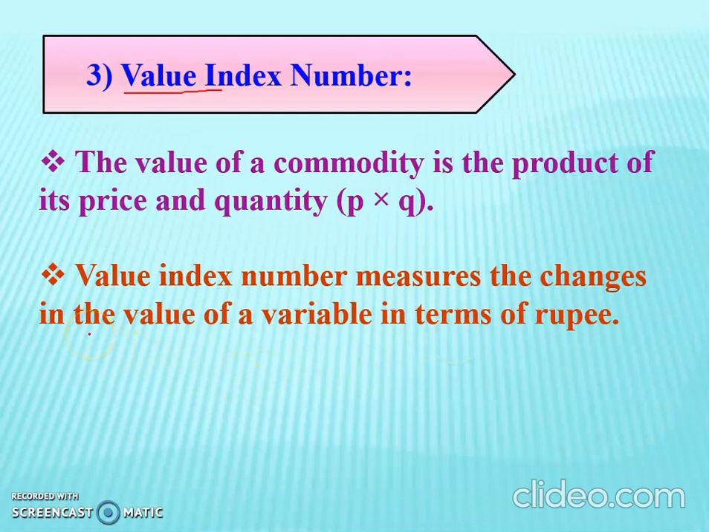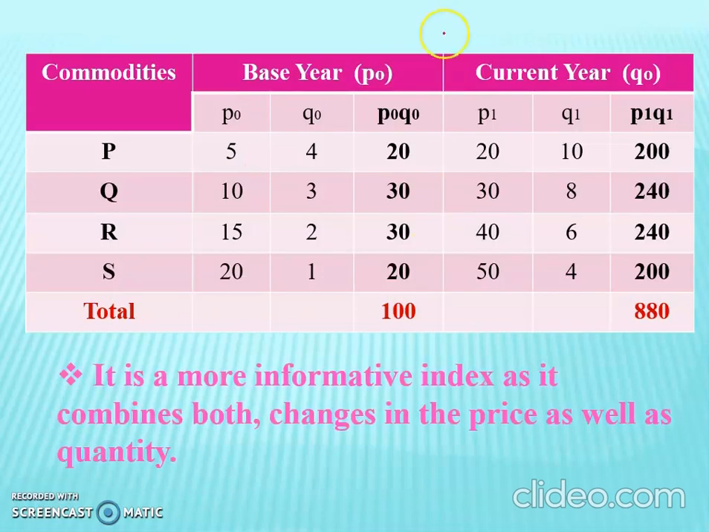Obviously, when you are calculating the price into quantity, you are getting the value of a particular thing in terms of rupees. So the value index number focuses on the price or value of a particular product in money terms. See here, an example is given, with commodities P, Q, R, S. Now for the base year, we have to calculate the value index number for commodities P, Q, R, S.